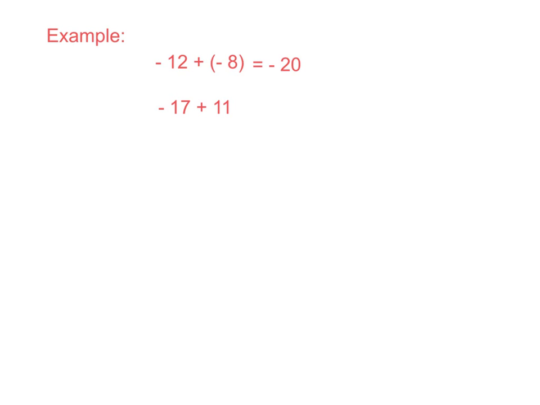Now let's say we're adding minus 17 plus 11. Here, the two numbers have different signs. We take the absolute value of each, so the absolute value of minus 17 is 17. The absolute value of 11 is 11. So 17 minus 11 is 6, but the sign will be the sign of the larger absolute value, which is 17, so the answer is minus 6.